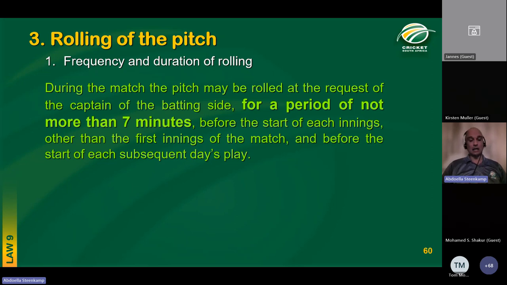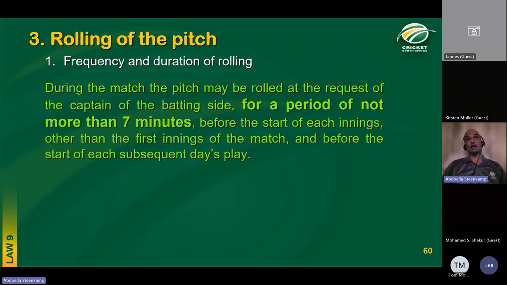So practically how this works, let's say in a test match, there are usually 4 umpires: 2 on field, there'll be a TV umpire, and there will be a 4th umpire. Part of the duties of the 4th umpire is to supervise the rolling. What usually happens when there's an innings change, the on-field umpires will ask the now batting captain, do they want rolling, yes or no?